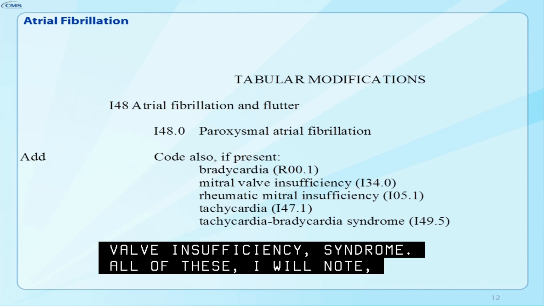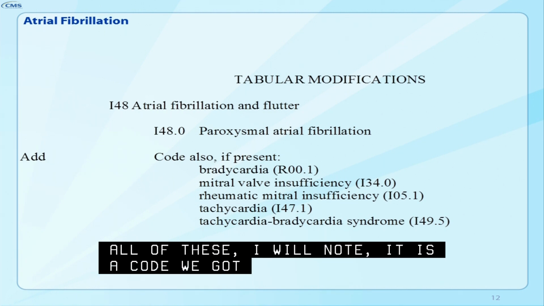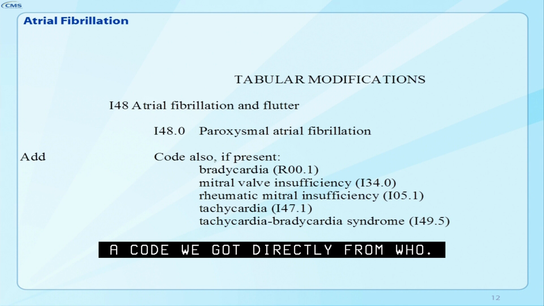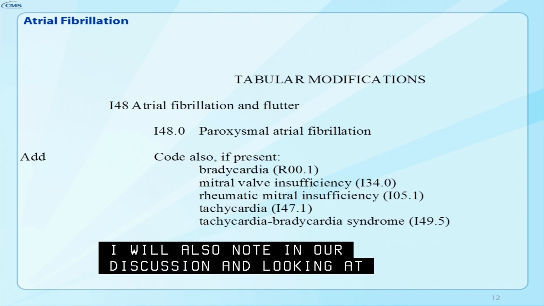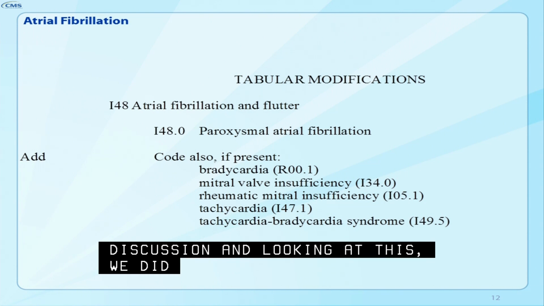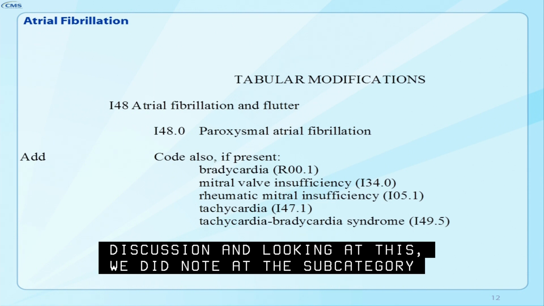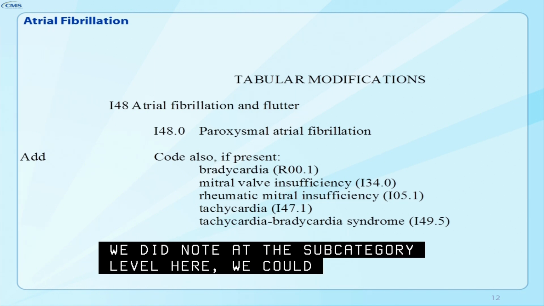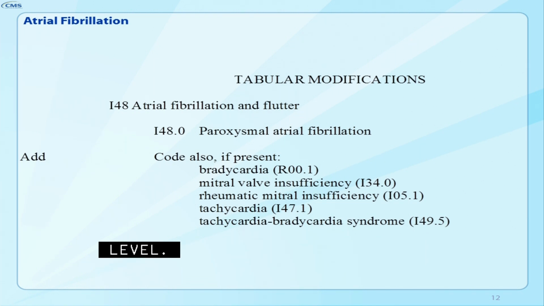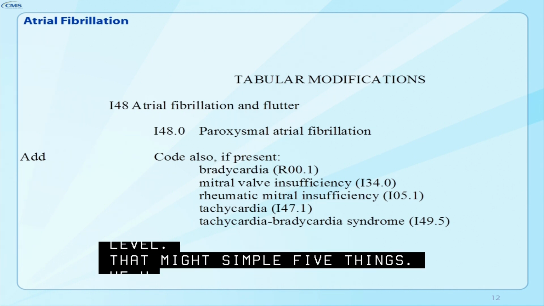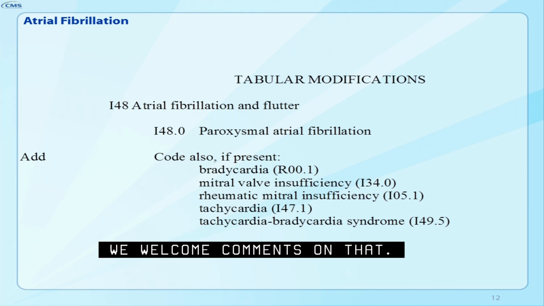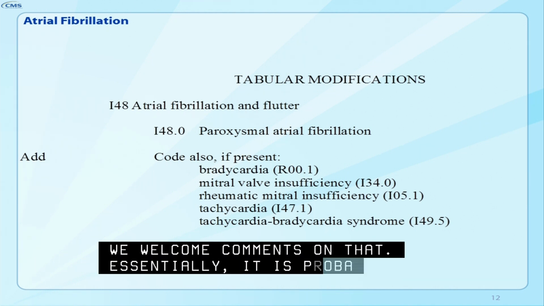I will also note, in our discussion and looking at this, we did put the code-also note at the subcategory level here. We probably could put a single one at the category level, and that might simplify things. We'd welcome comments on that, but essentially the code also if present is probably applicable for all of atrial fibrillation and flutter. So we may want to just put that at the category level.